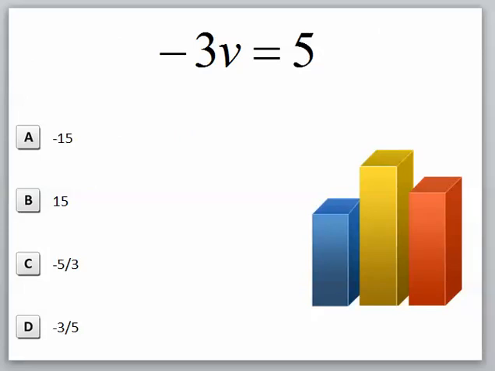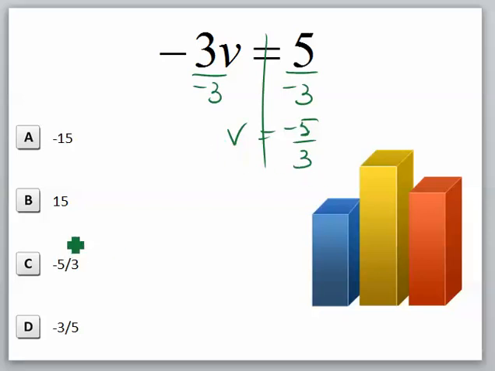Here's a multiple choice problem for you. We're going to get the v by itself by dividing by negative 3 on both sides. When we do so, we get 5 over negative 3, which is negative 5/3.